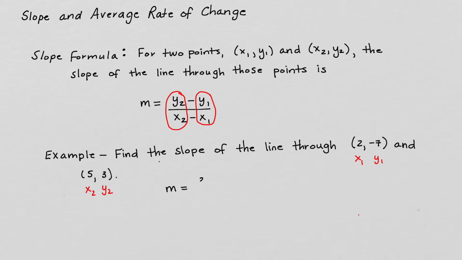So that means I'm going to take 3 minus a -7 in the numerator and 5 minus 2 in the denominator. 3 minus a -7 is a positive 10, 5 minus 2 is a positive 3, and so my final answer is 10 over 3 because I can't simplify that any further.